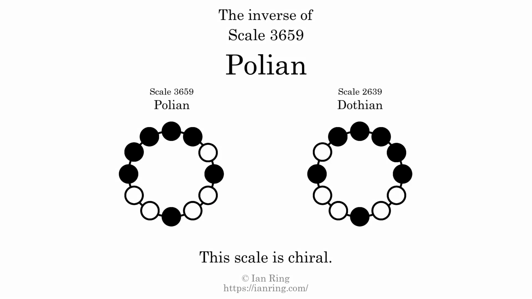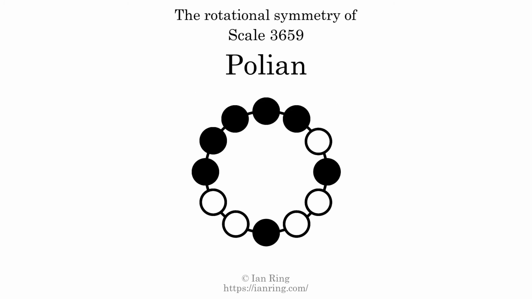The inverse of a scale is a mirror image. It is what you get when the sequence of intervals is reversed. The inverse of this scale is scale 2639, also known as Dothian. This scale is chiral. It cannot transform into its inverse by rotational transformation. This scale has no rotational symmetry.